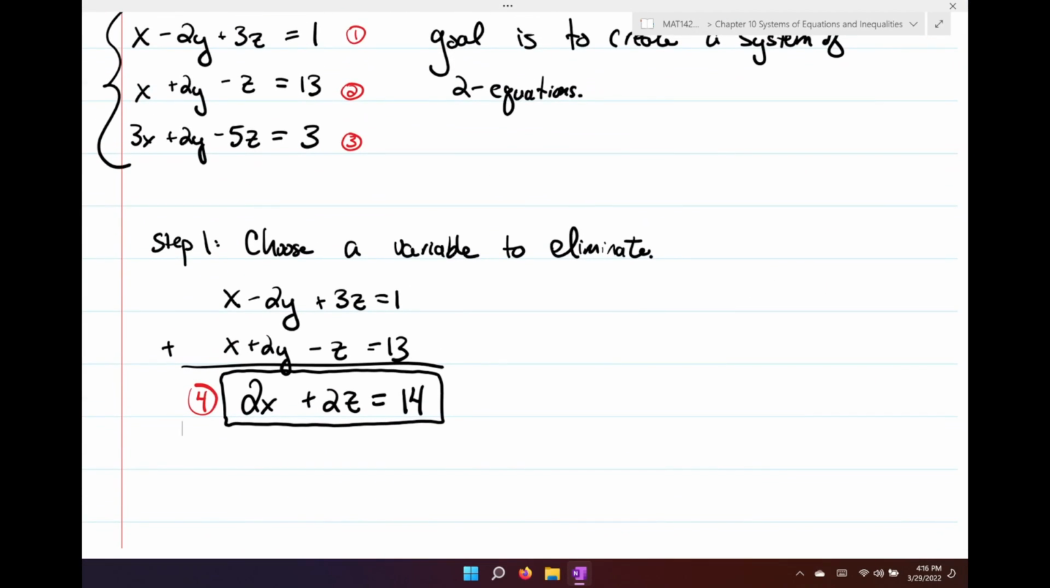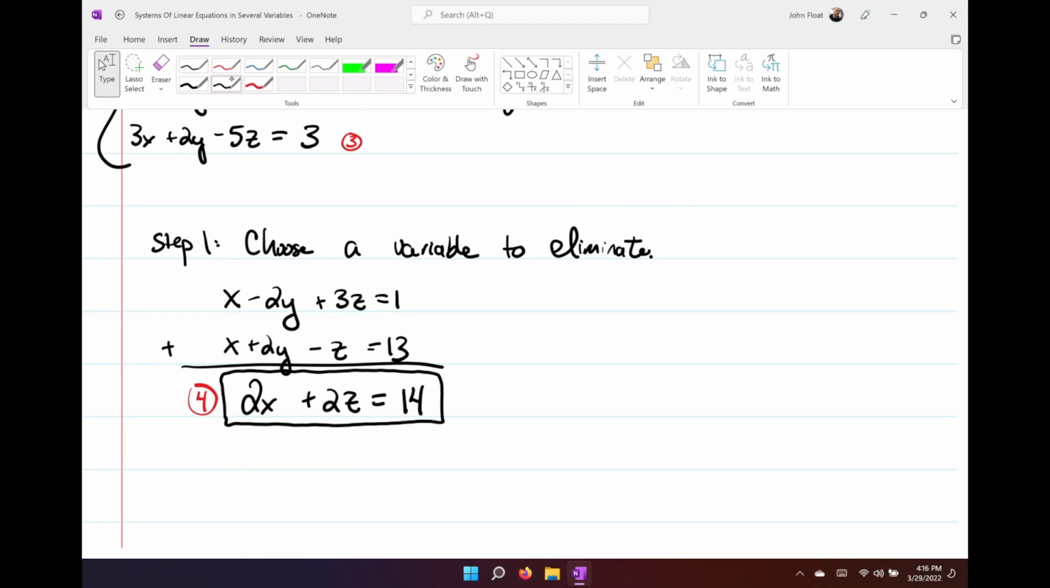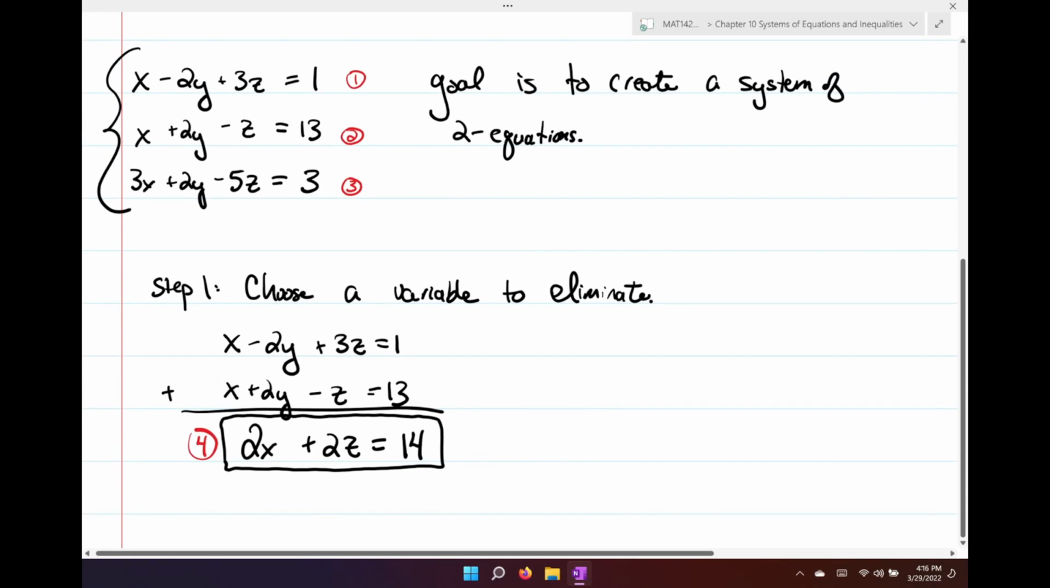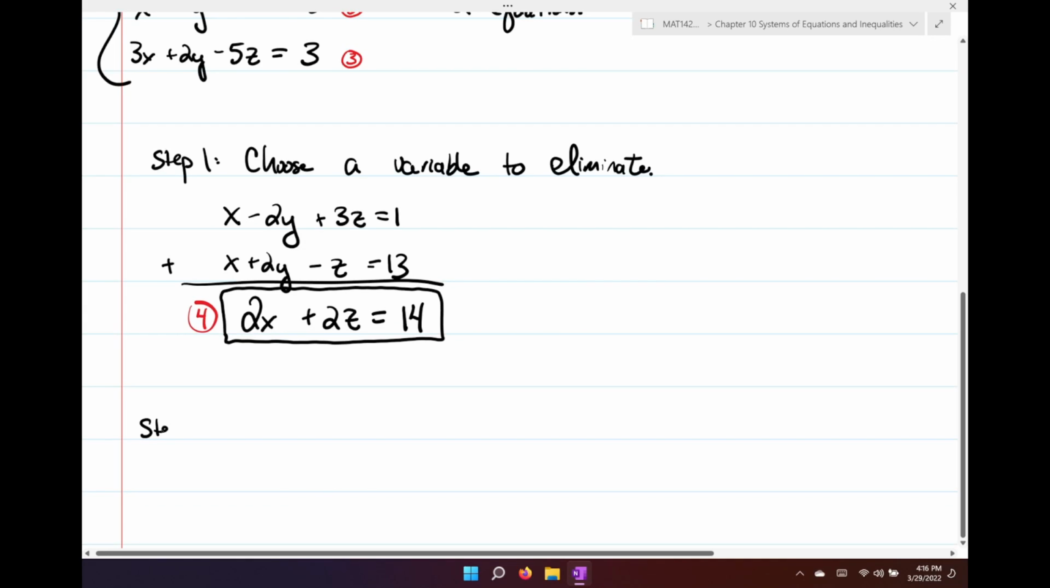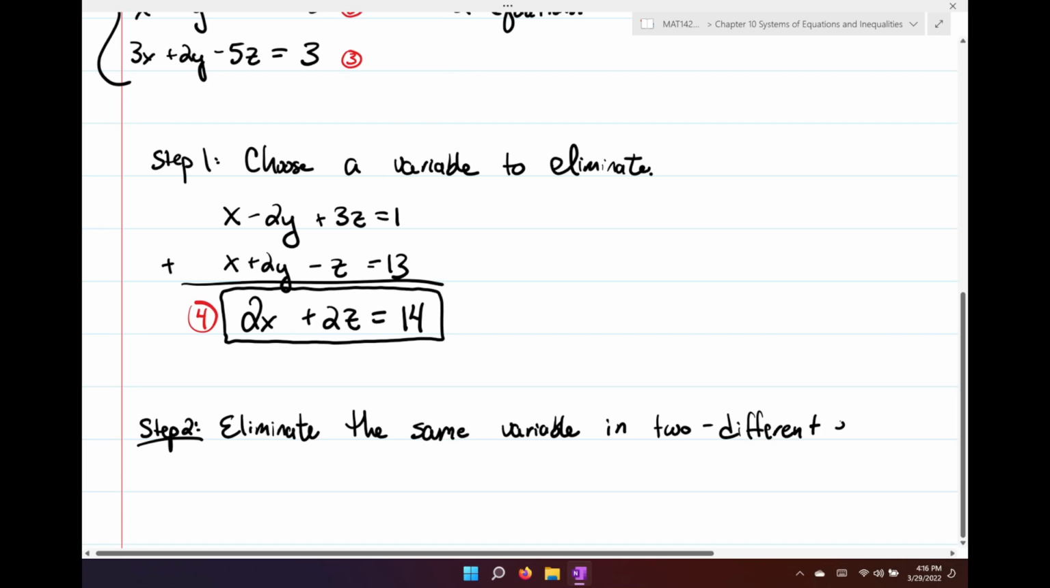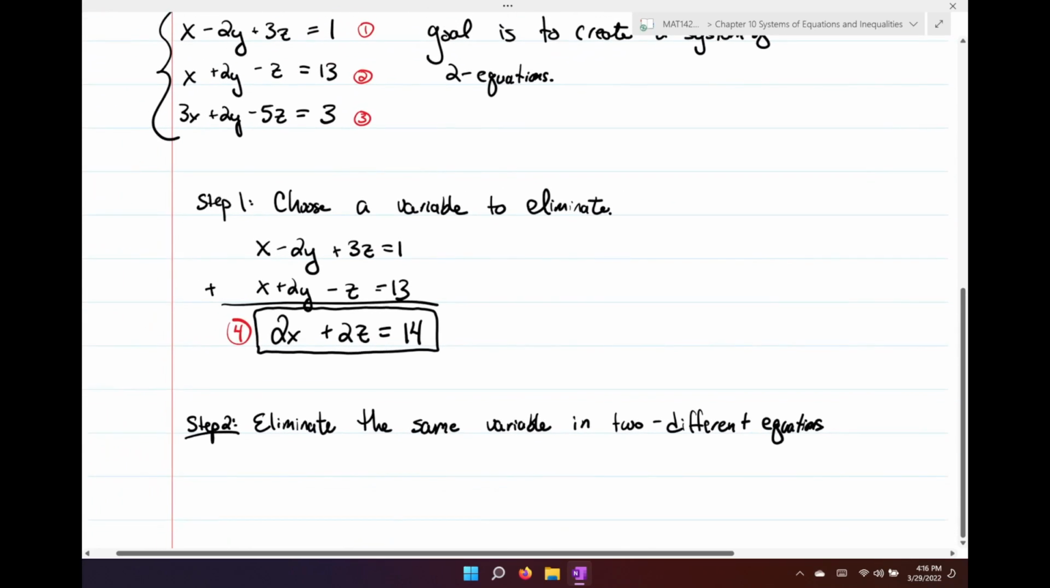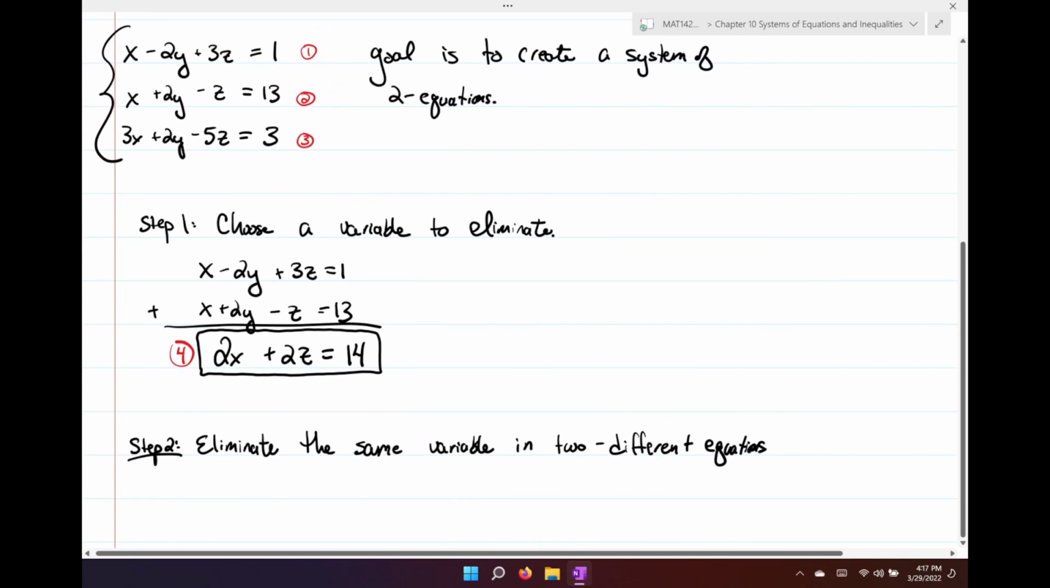All right, so there's step 1. Step 1 was just pick 2 equations, eliminate a variable. Step 2, we're going to eliminate the same variable in 2 different equations. All right. So we're going to have to eliminate the y again because that's the first variable we eliminated. So we're going to have to do it again. However, we're going to pick two different equations.